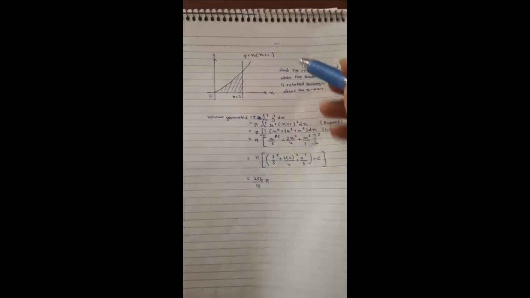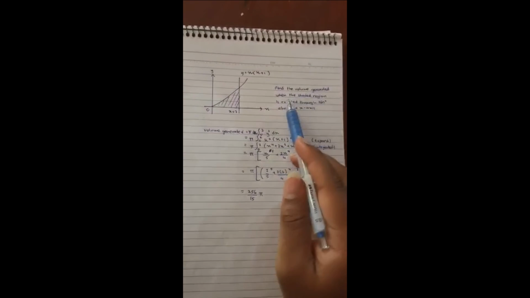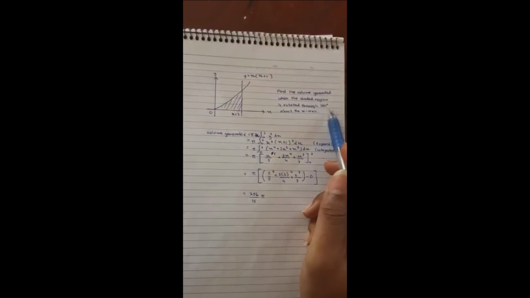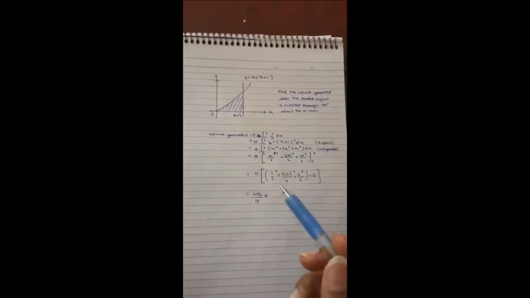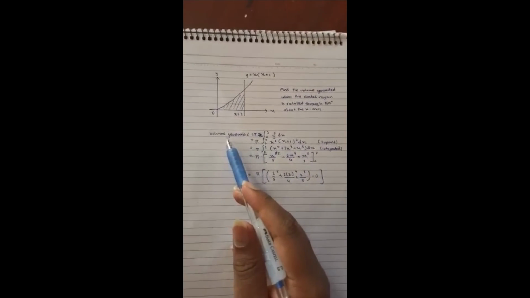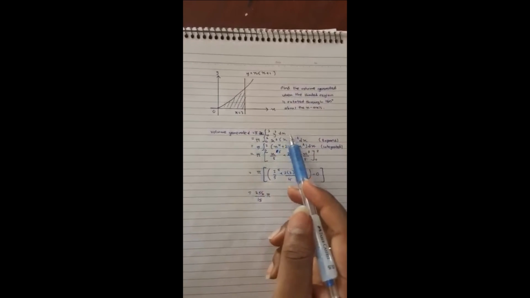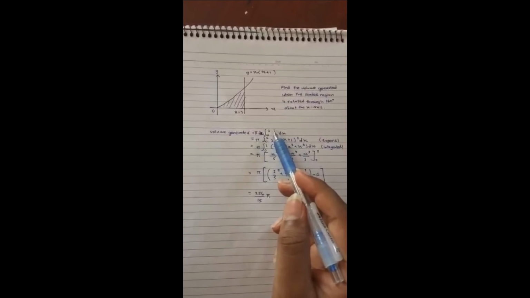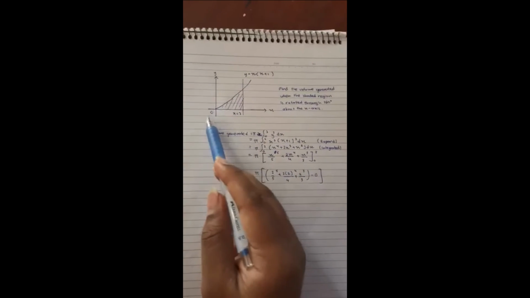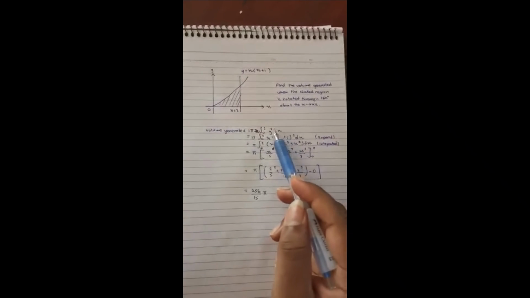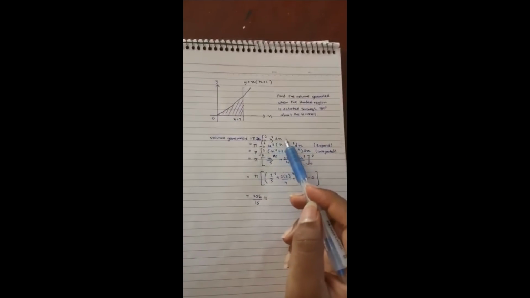Okay, today I am going to explain this question. Find the volume generated when the shaded region is rotated through 360 degrees about the x-axis. Okay, this is the shaded region, and now we are going to find the volume generated. Pi integral from 0 to 2 of y squared dx. Here is 2 because x equals 2, and here is 0 because it is 0 to 2, and y I just simplify and I get y squared dx.